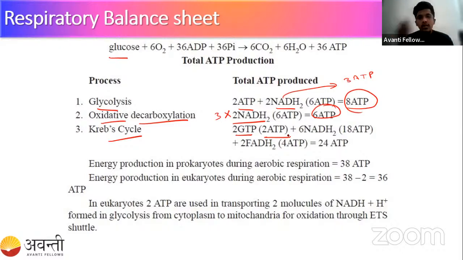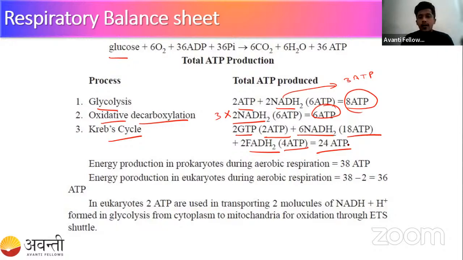So 3 into 2, 6, because we have 2 pyruvate molecules out of 1 glucose. So we get 6 NADH2 when it is converted. 6 3s are 18. So we get 18 ATP molecules. And then 2 molecules of FADH2 we get, and you know that each molecule of FADH2 can give us 2 ATP molecules. So it gets 4 ATP molecules when it is coupled. We get our total 24 ATP out of the whole Krebs cycle.